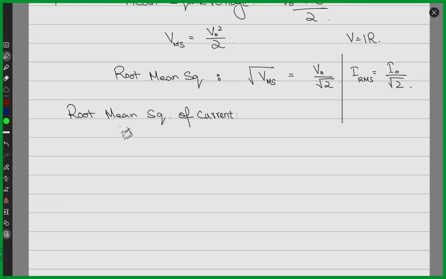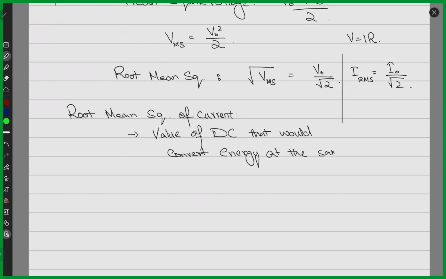So actually, let me write it down as well. Value of direct current DC that would convert energy at the same rate as an alternating current.